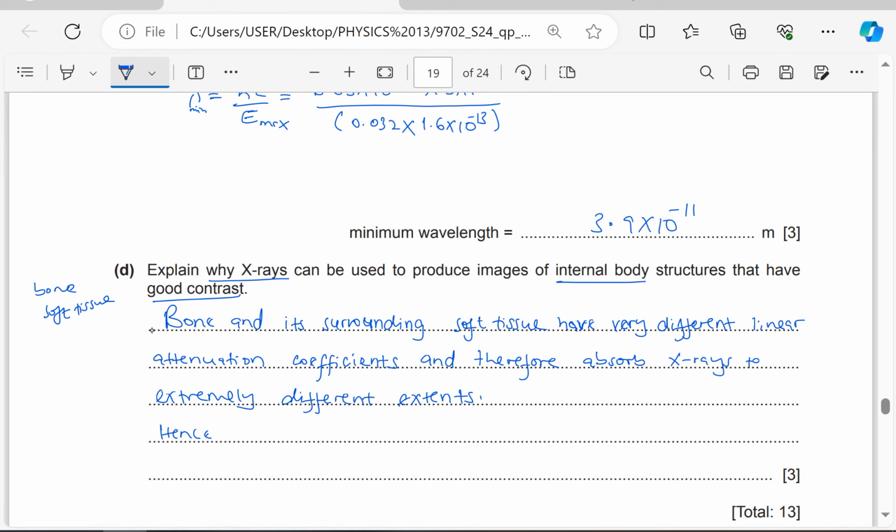Hence, because I want more marks, hence, transmitted intensities, those are the intensities which go through bone and soft tissue, hence transmitted intensities by bone and soft tissue are very different, leading to a good contrast.